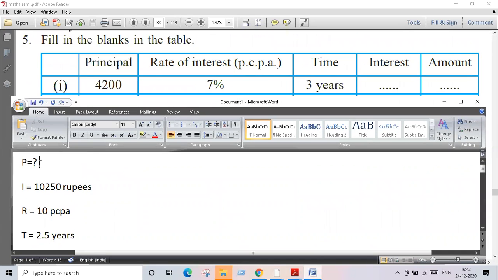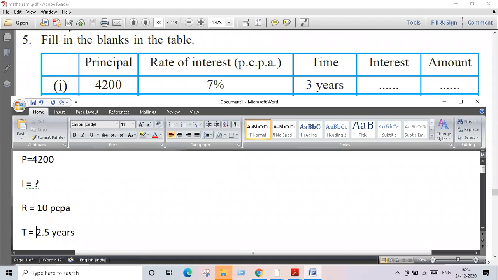So what is P here guys? Question number 5 madla first bar. What is P? 4,200. What is I? I आपल्याला काढायचा आहे. That is question mark. Then what is R? R is 7%. That is 7 PCPI किंवा 7%. And what is tenure or time? That is 3 years. So you get here guys formula same applies आपल्याला. What is the formula? I is equal to P into R into T upon 100.